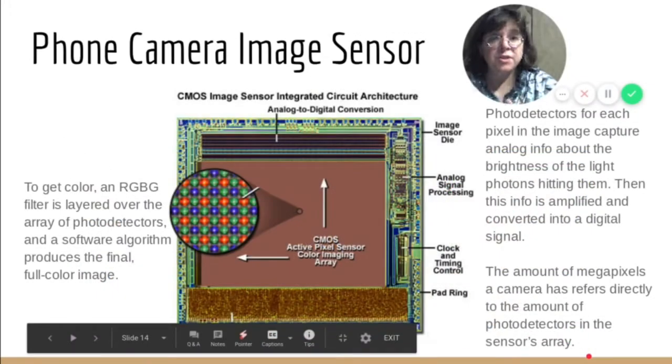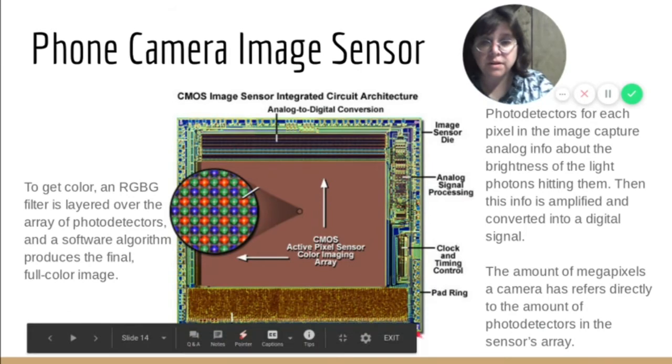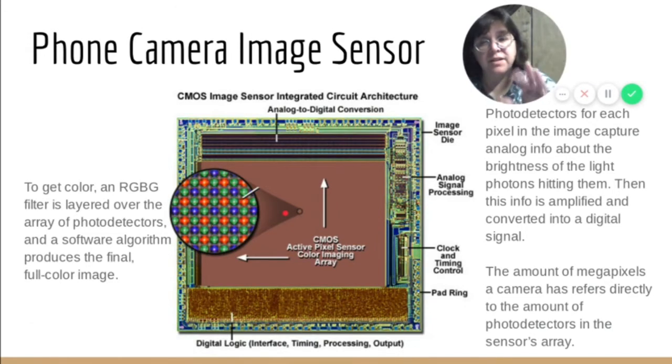Here's a close up of a photo sensor. You'll notice that there are three colors there for the three different color sensors that it has. These photo detectors can detect blue, green, and red. And with those three colors only, it can make up every other color we see because it depends on how much of each of those colors is activated.